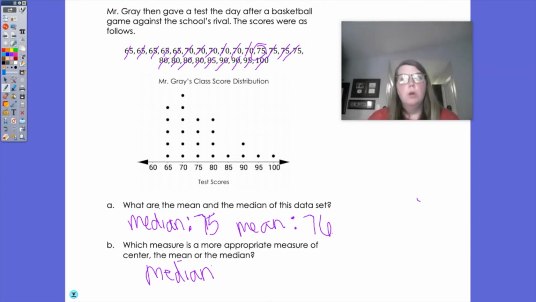Anytime that it's not normal, we want to use the median to represent the center. I'm going to say that again. Anytime it's not that bell curve shape, that bell curve or normal, we want to use the median as the center.